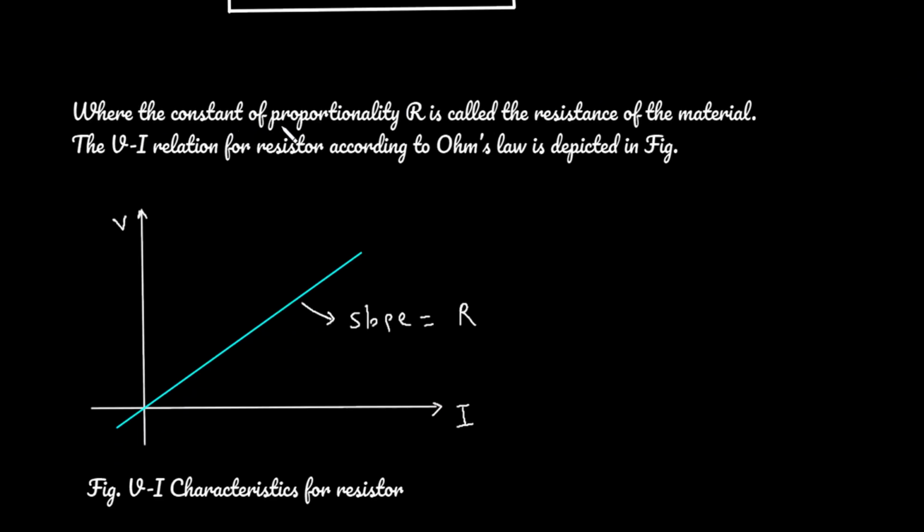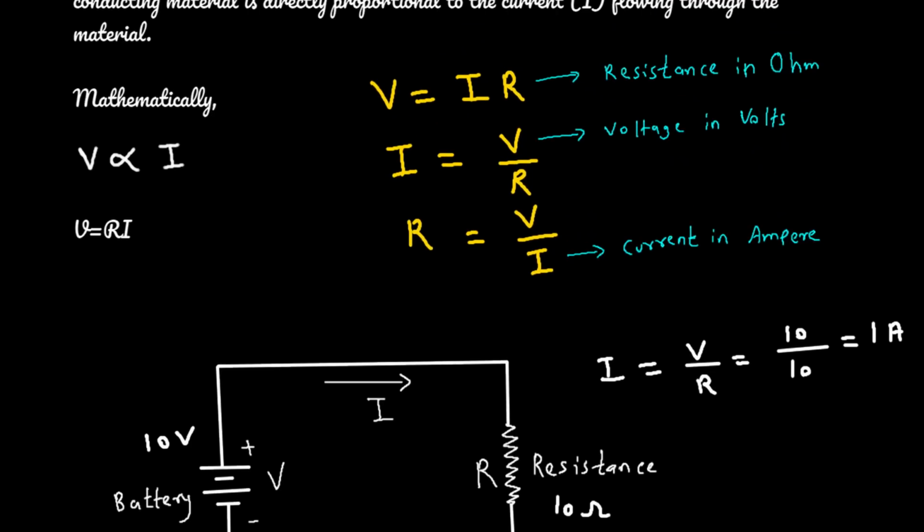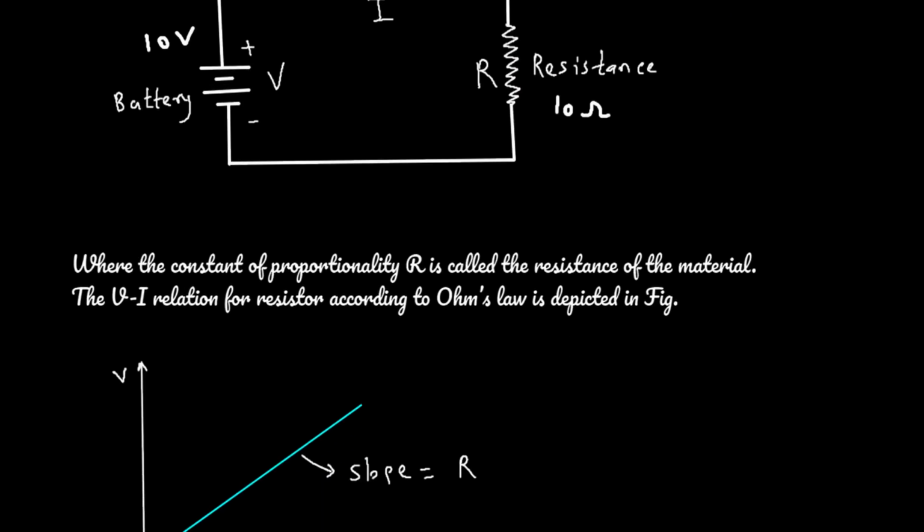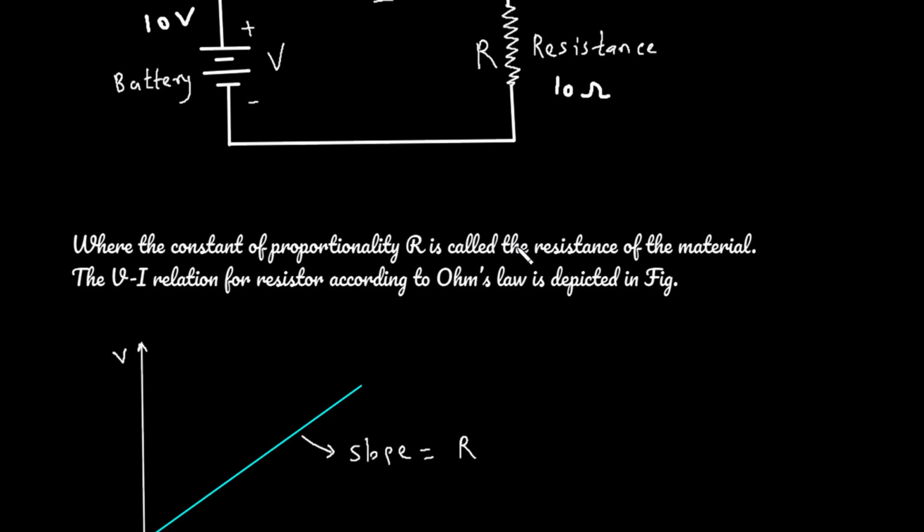Here the constant of proportionality R is called the resistance. We can see this R is called the proportionality constant, where the constant of proportionality R is called the resistance of the material. The VI relation for a resistor according to Ohm's law is depicted in the figure.